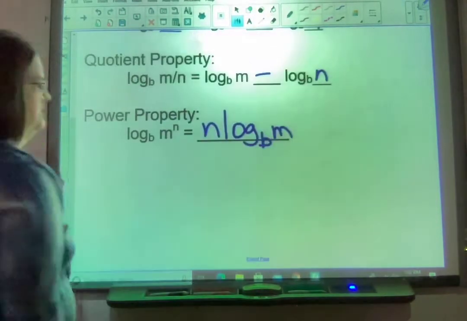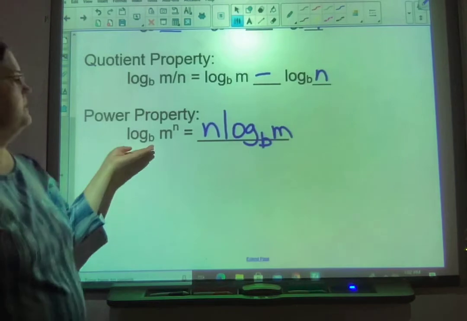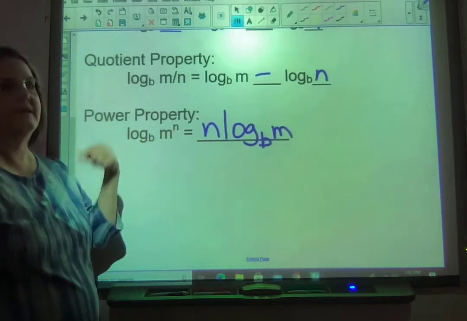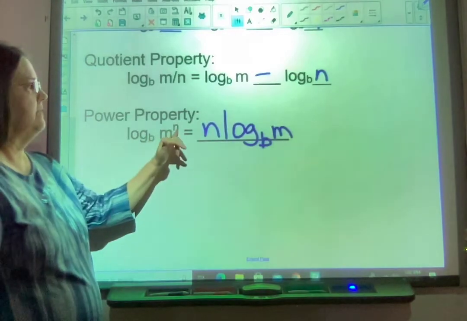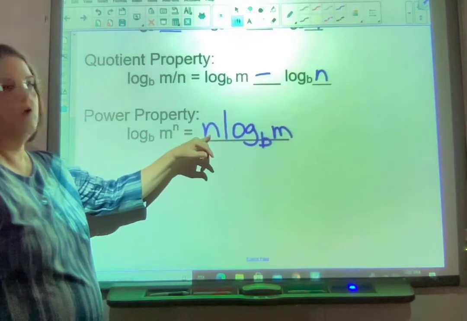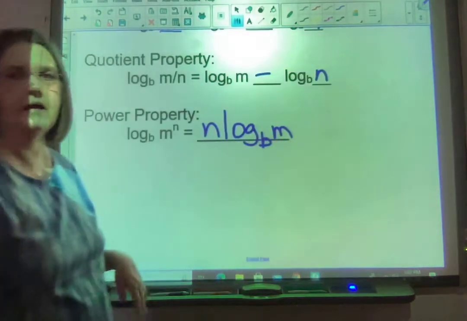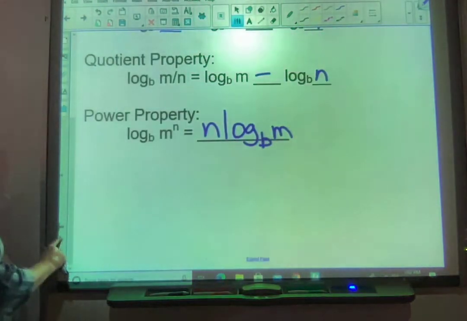So it's the same concept. Now, something that's a little bit different: when I have a logarithm of base b of m raised to the power of n, when I'm expanding that, I'm bringing that power, that exponent, out to the front. And it's n log base b of m. A lot of this will make more sense with an example, so here we go.